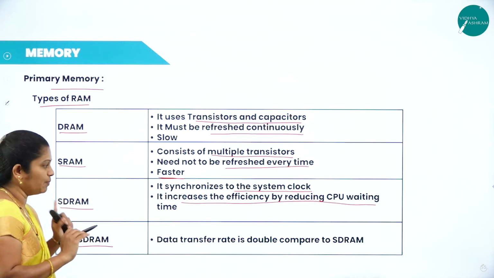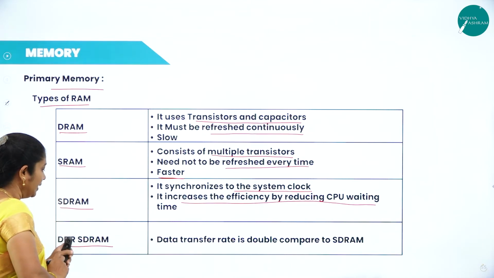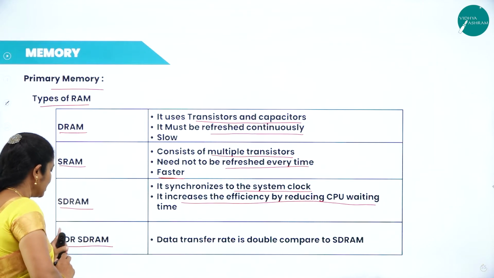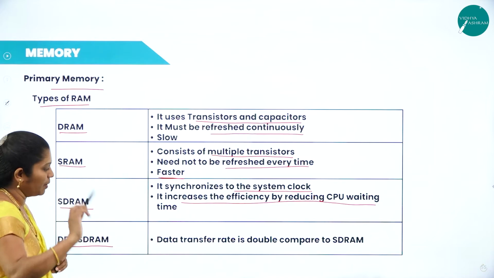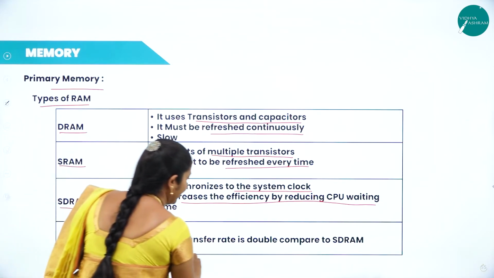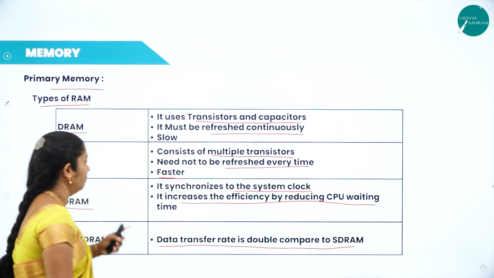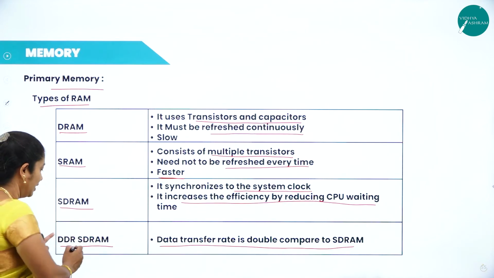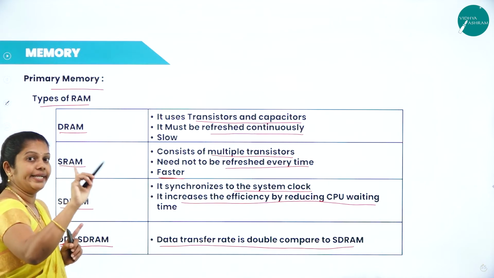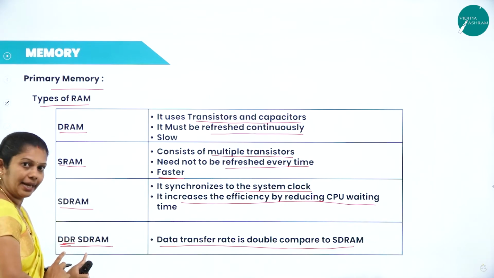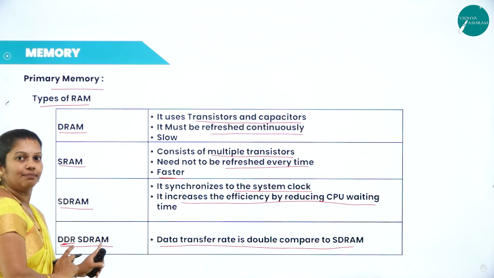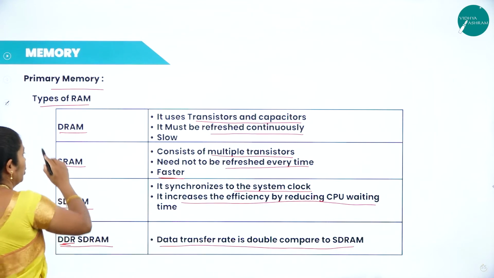And the last one, DDR SDRAM, that is double data rate synchronous dynamic random access memory. Here, the data rate transferred is double compared to SDRAM. The name itself suggests DDR, that is double data rate synchronous dynamic random access memory.